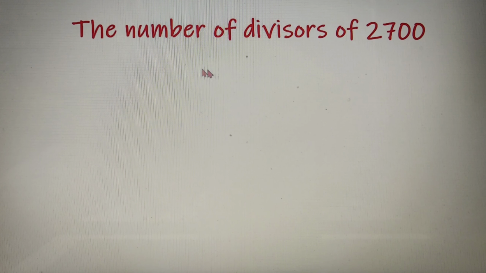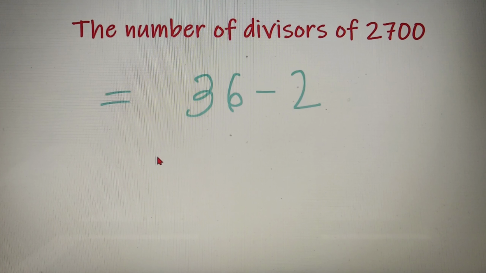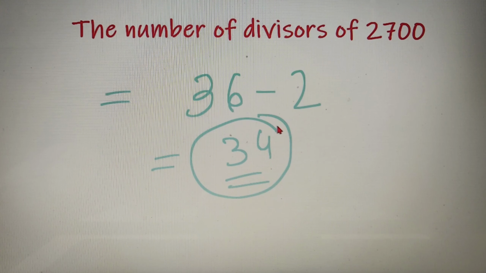In the second part of the question, we have to find out the number of divisors of 2700 without the numbers 1 and 2700. So in the first part, we have calculated that the number of divisors of 2700 is equal to 36. So if we exclude the numbers 1 and 2700, we have to minus 2 from the total answer and we'll get 34 as our answer. So the number of divisors of 2700 excluding 1 and 2700 is equal to 34.